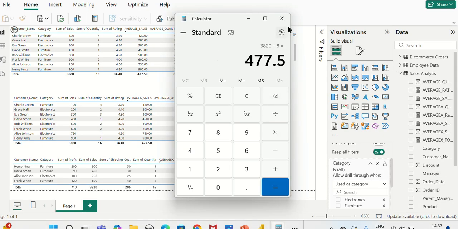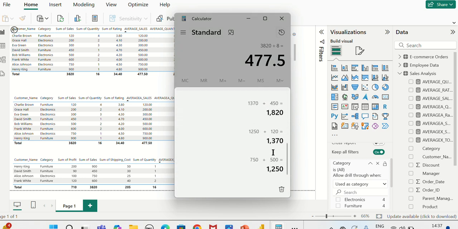I have added each and every value of sales, 750 plus 500 and so on, and we get the total calculation of 3820. See, it is matching, right? 3820, 3820. What I did is divide this by the total number of rows.